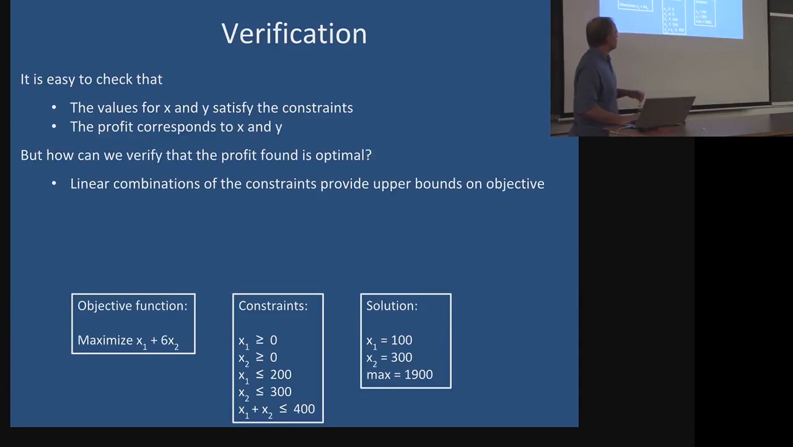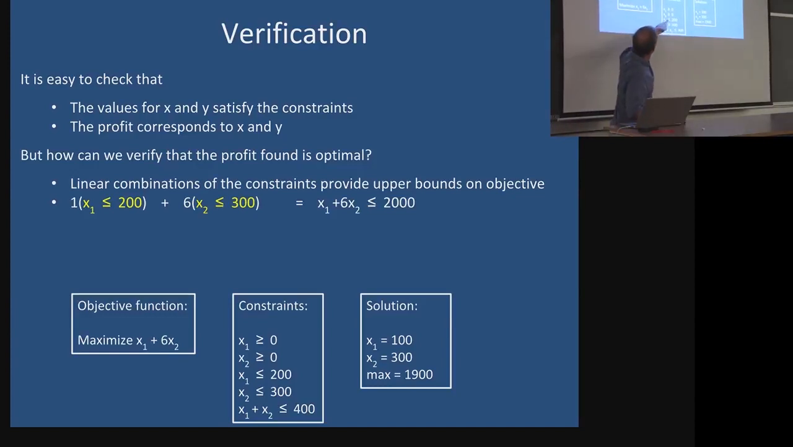We've got constraints. We can combine them. Let me show you what I mean. Let's take this x1 less than or equal to 200 constraint and this constraint. Now, what have I done up there?